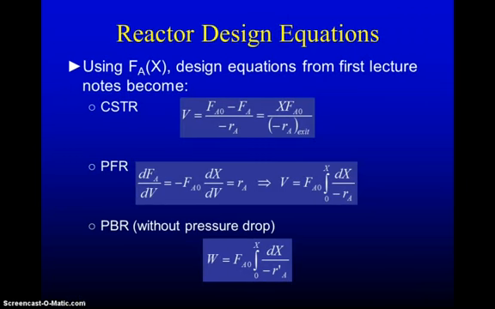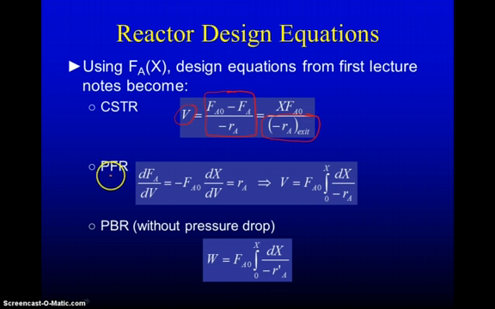So with these relationships in mind, for flow reactors, the CSTR design equation ends up looking like the volume being, this is what we had before, the initial flow rate into the reactor over the rate of consumption of A. We can write that as the conversion times the initial flow rate into the reactor over the rate of consumption of A using the exit conversion.